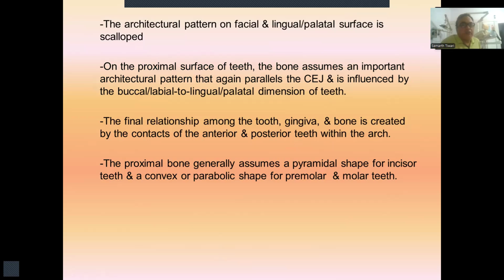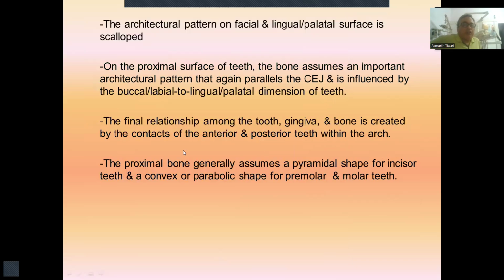On the proximal surface of teeth, bone assumes an important architectural pattern that again parallels the cemento-enamel junction and is influenced by the buccolabial to linguopalatal dimension of the teeth. The final relationship among the tooth, gingiva and bone is created by the contact of anterior and posterior teeth within the arch. Proximal bone generally assumes a pyramidal shape for incisor teeth and a convex or parabolic shape for premolar and molar teeth.